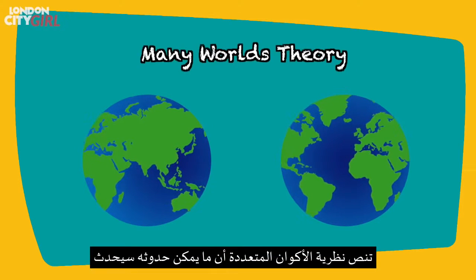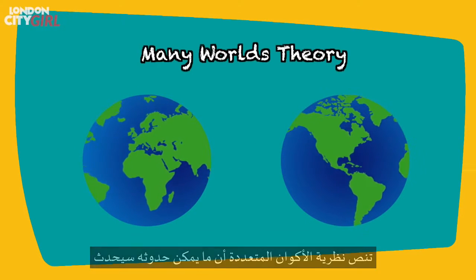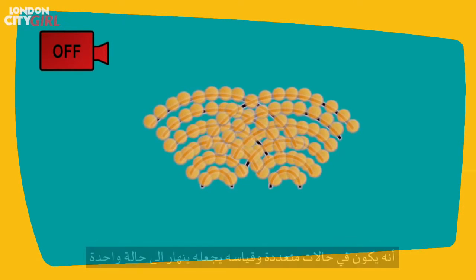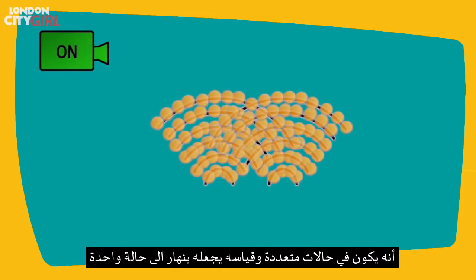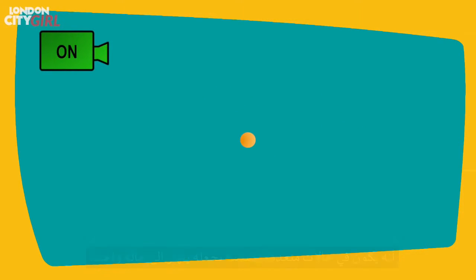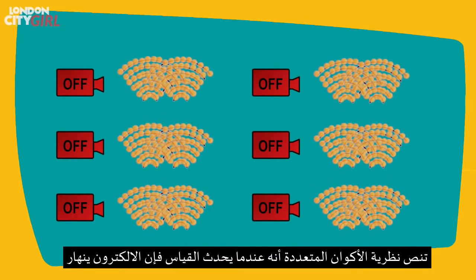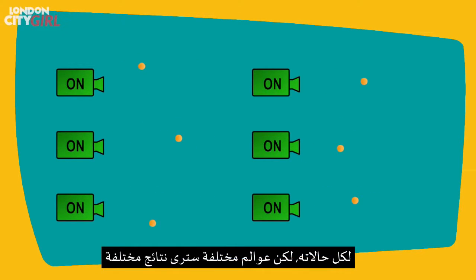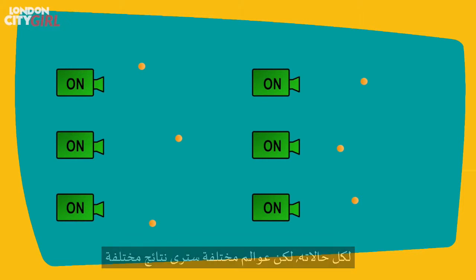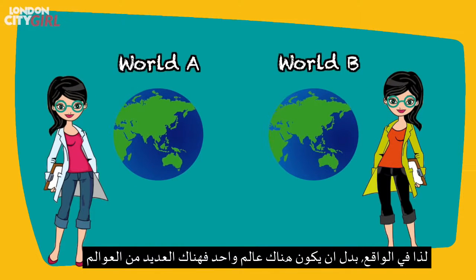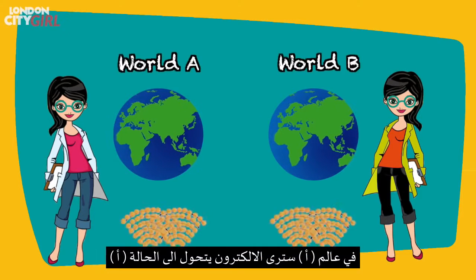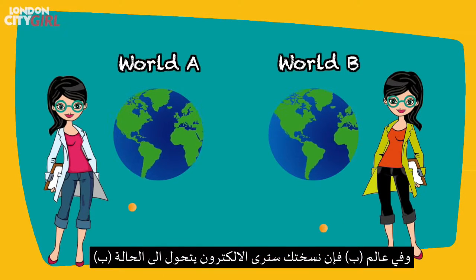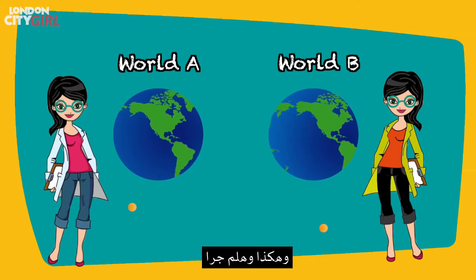The many worlds theory states that anything that can happen does happen. Before we attempt to measure the electron, quantum mechanics says it is in many states at once, and the act of measuring collapses it to only the one state. The many worlds theory states that in fact when the measurement happens, the electrons will collapse to all of the states, but different worlds will observe different results. So in fact, instead of one world, there are many different worlds, and in world A, you may see the electron turn up in position A, but in world B, your clone will see an electron turn up in position B, and so on and so forth.